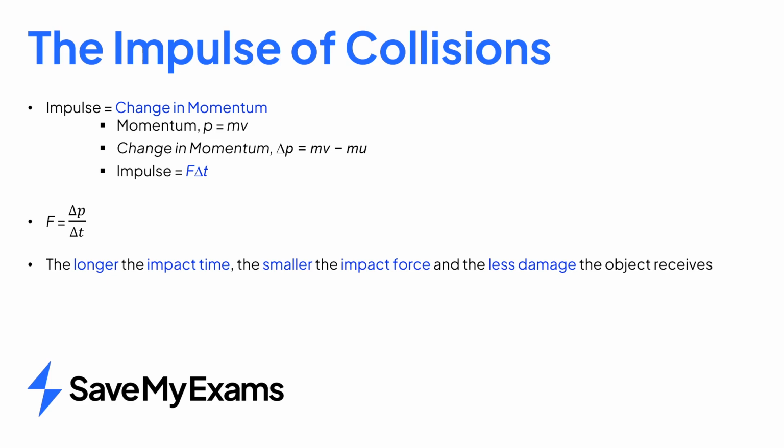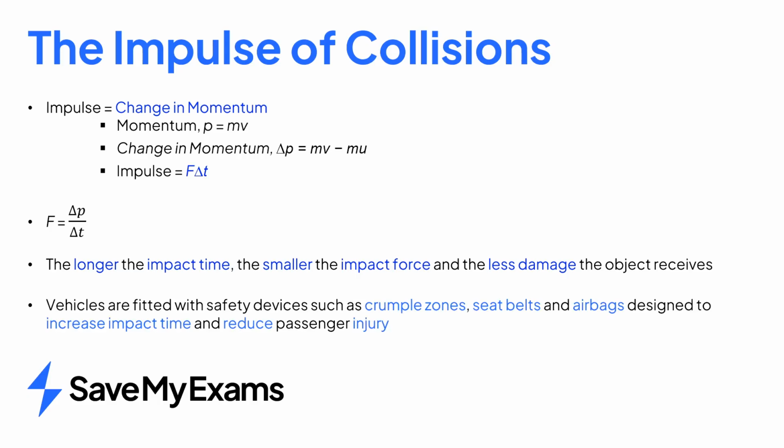From this, we can see that the longer the impact time, the smaller the impact force, and the less damage the object receives. Vehicles are fitted with safety devices such as crumple zones, seat belts, and airbags, designed to increase impact time and reduce passenger injury.